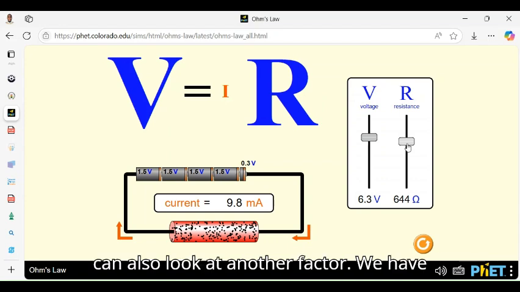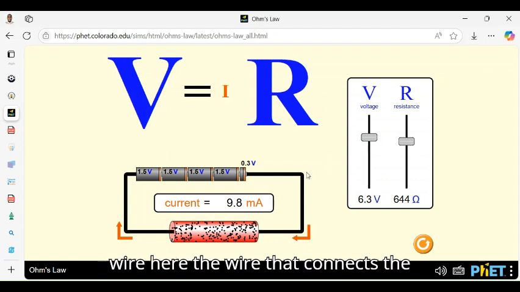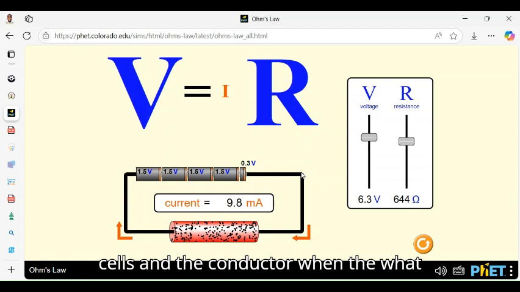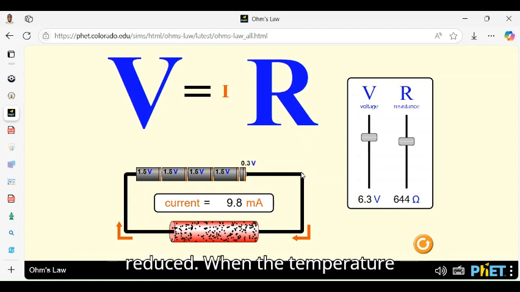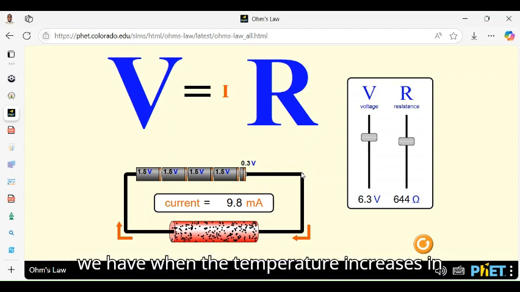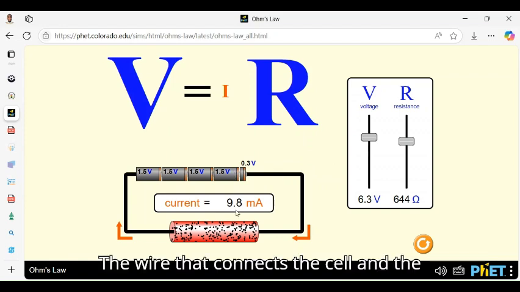We can also look at another factor: the temperature. The temperature in the wire here, the wire that connects the cells and the conductor. What happens when the temperature is increased and what happens when the temperature is reduced? When the temperature increases in the wire, the current flowing reduces. The wire that connects the cell and the conductor.